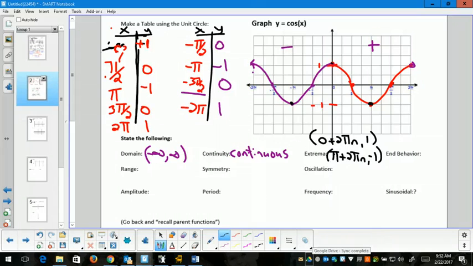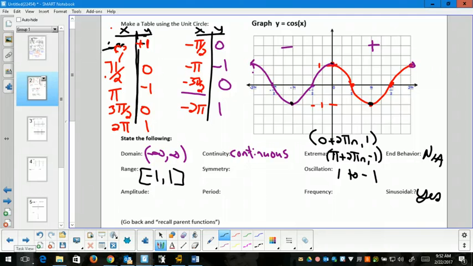In terms of end behavior, it just keeps oscillating, so it's not applicable. It is sinusoidal. Since it keeps oscillating, the oscillation goes from 1 to negative 1. The range is also from negative 1 to 1.